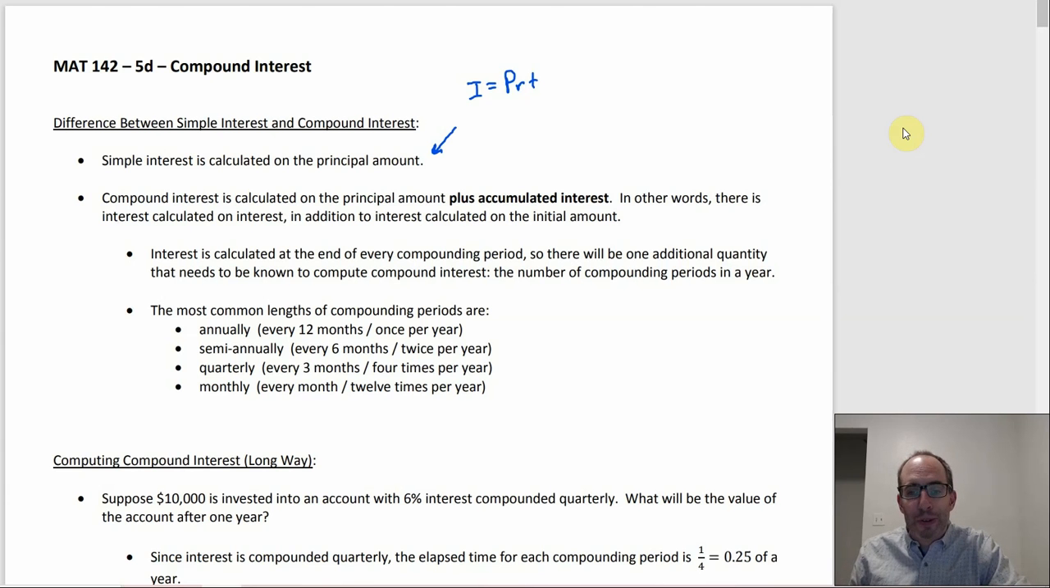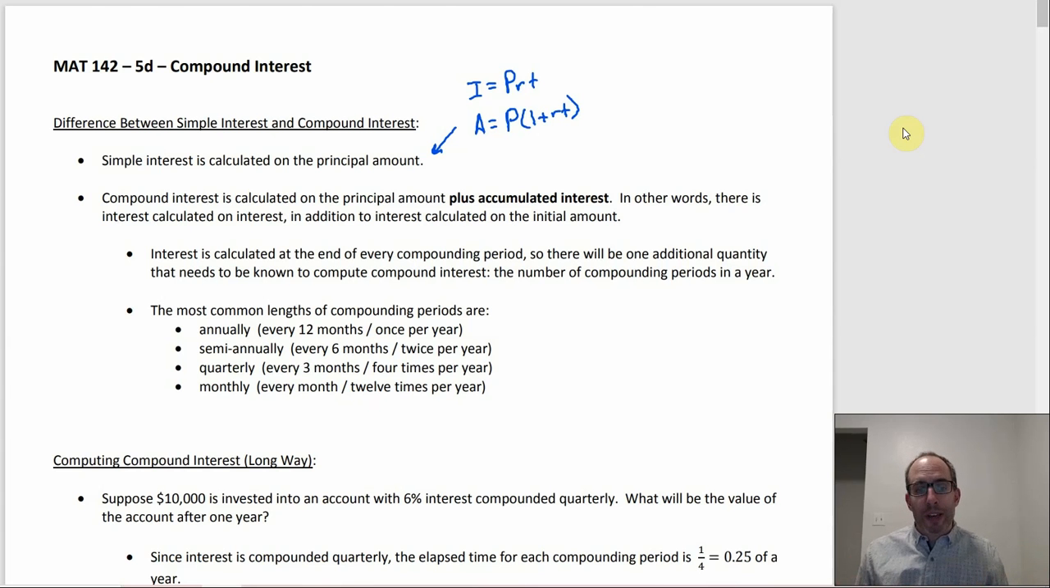So either computing the interest by itself, or if you want the accrued amount, you could do it like this. And that's it, right? So really you just compute the interest once, as opposed to compound interest where you end up computing it multiple times. So there's a lot more going on. And the reason it's called compound interest is because you get interest on top of interest, more or less.